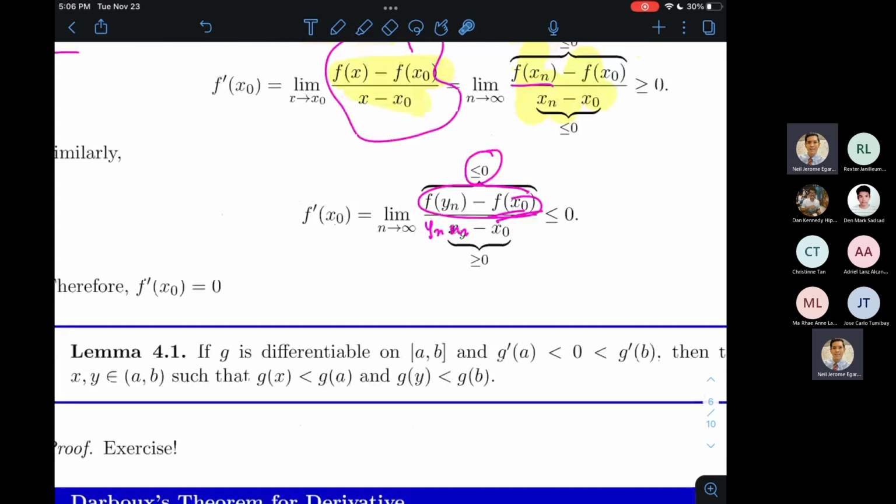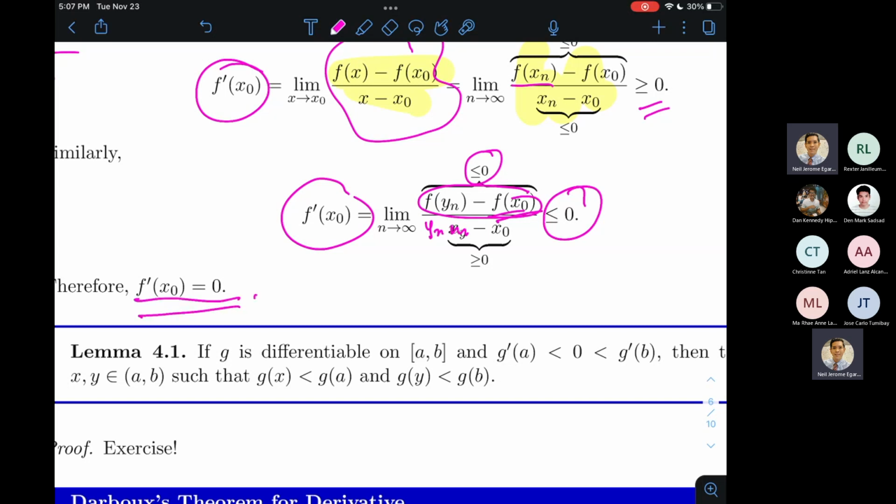So we have two statements here about f prime of x sub 0. Una, si f prime of x sub 0 ay greater than or equal to 0. On the second statement, f prime of x sub 0 is less than or equal to 0. And for these two things to happen at the same time, f prime of x sub 0 must be equal to 0 as desired. Okay? And that's the proof of Fermat's theorem.